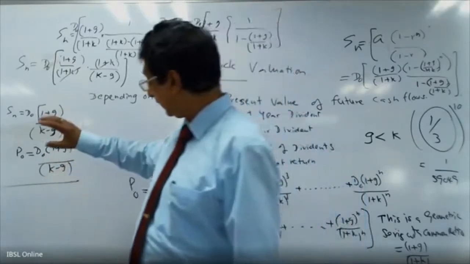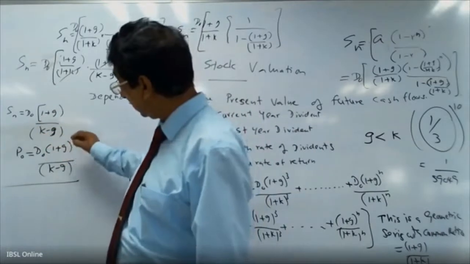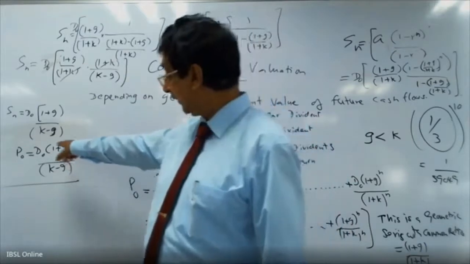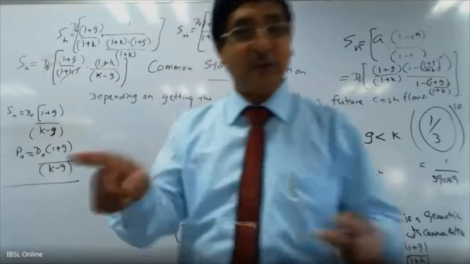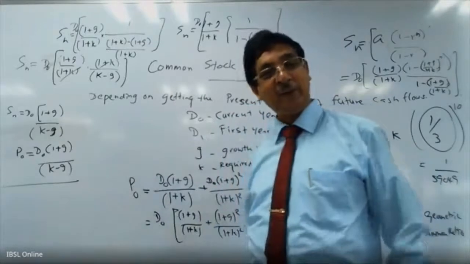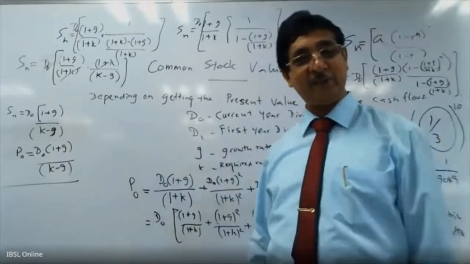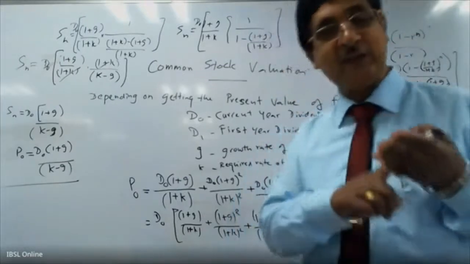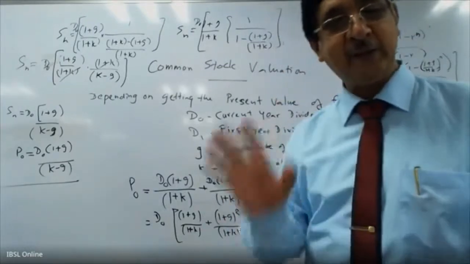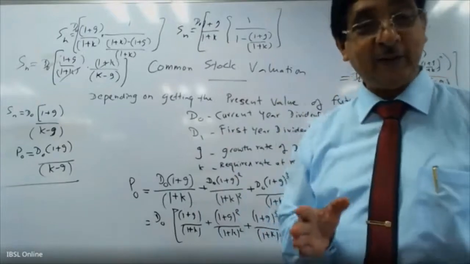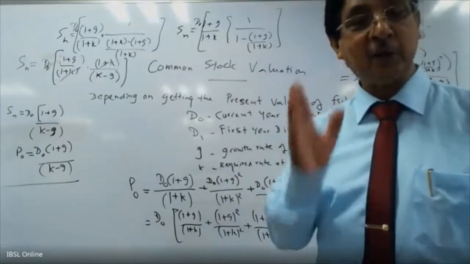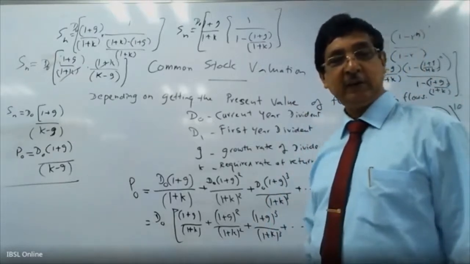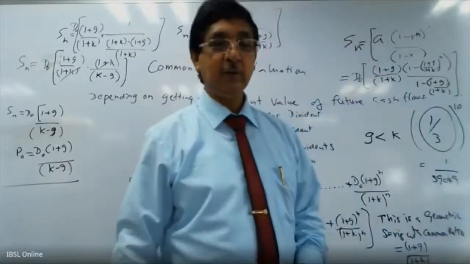Or we can simplify it to a further extent. Then it is P0 is equal to D1 divided by k minus g. That's all. There are only three letters there. P0 is equal to D1 divided by k minus g. So that is what you call the one stage dividend discount model. One stage dividend discount model. Any questions?